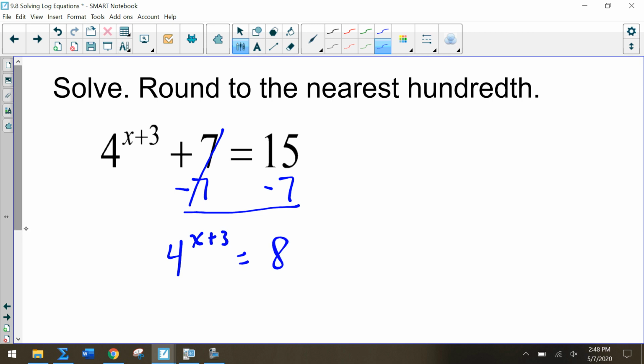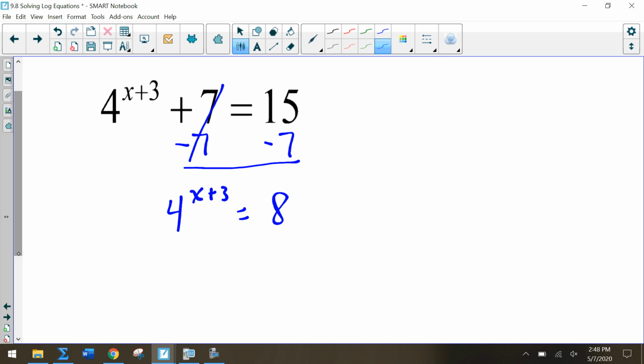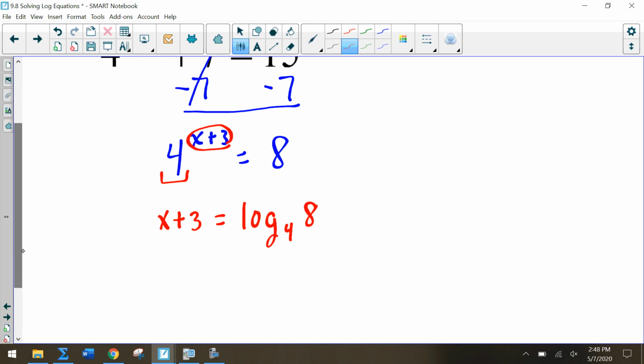Okay. And now that I have 4 to the x plus 3 equals 8, the only way for me to solve for that variable is to rewrite into log form. So to rewrite into log form, I have my exponent equals log, since my base is 4, log base 4 of 8. And then finally, to solve for x, I have to subtract 3. But I want you to be mindful that you're subtracting 3 from the log base 4 of 8.